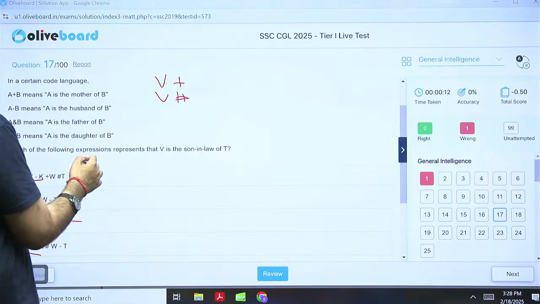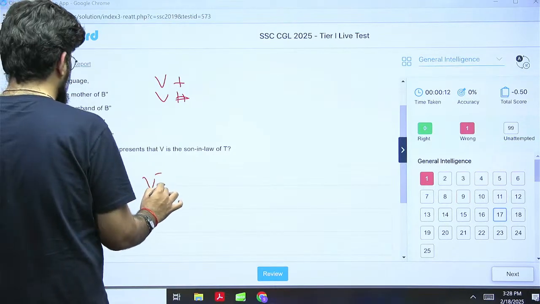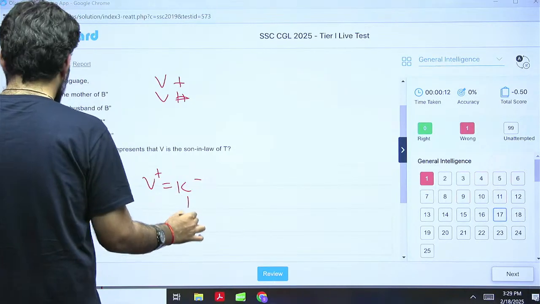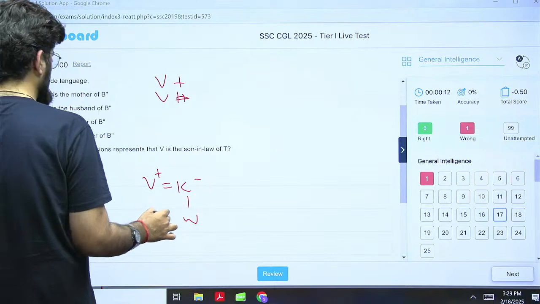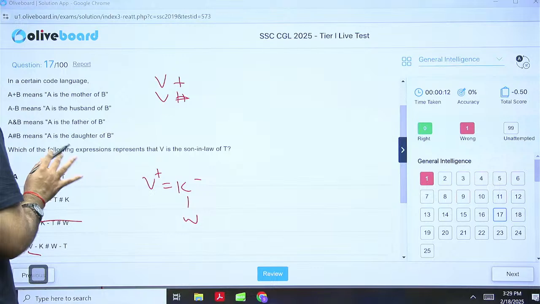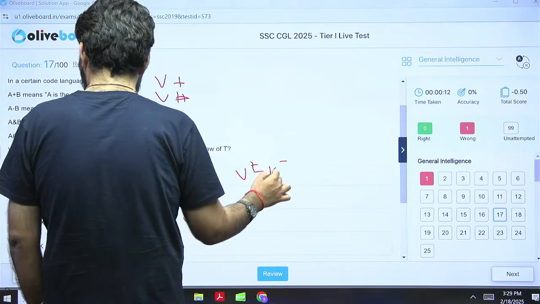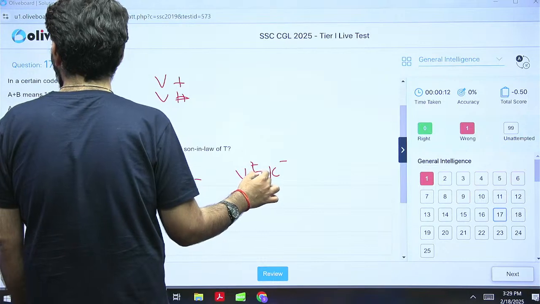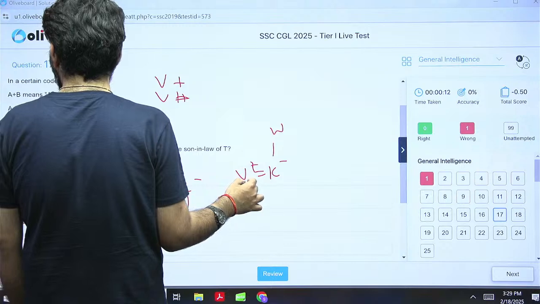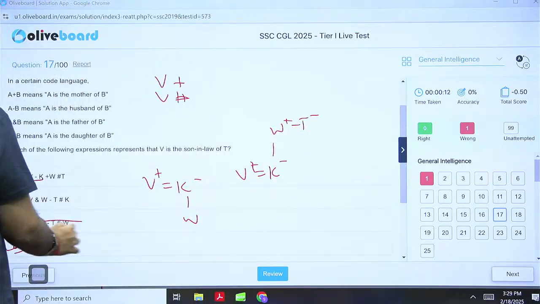Let's start. V and W minus T. V minus K, V is the husband of K. K plus W, K is the mother of W. And W hash T, W is the daughter of T. This is incorrect. Next is V minus K, V is the husband of K. K hash W means K is the daughter of W. And W minus T, W is the husband of T. So, we have option D as the right answer.